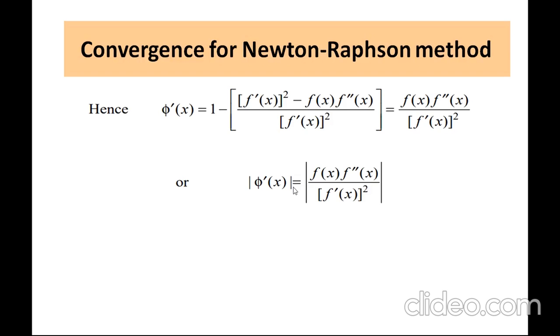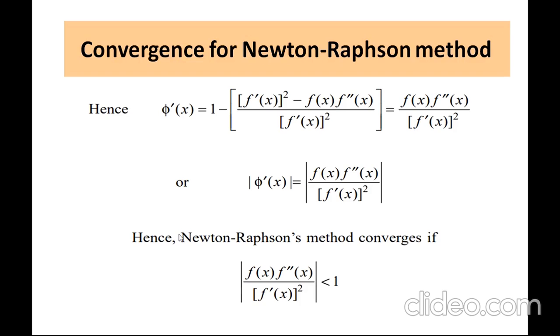Hence, the mod value of phi dash of x is equal to mod of f of x into f double dash of x upon [f dash of x] squared. This is the convergence condition. So the Newton-Raphson method converges if the mod value of f of x into f double dash of x upon [f dash of x] squared is less than 1. If it is greater than 1, that is the divergence condition.